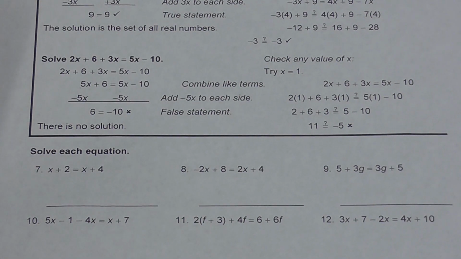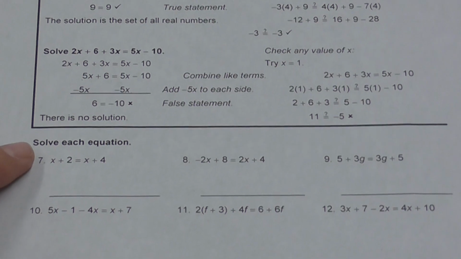It's a false statement. Because I end up with a false statement, whether it's 0 equals 10 or 3 equals 6, whenever you end up with these two numbers that don't equal each other, but it says they're supposed to, that means there's no solution. That the system, the two equations don't make any sense together.